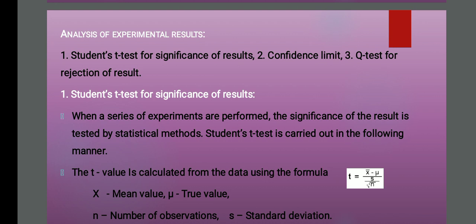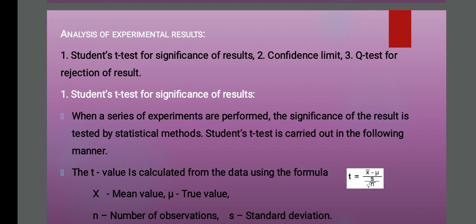I'll repeat. First one is student's t-test for significance of result. Second one is confidence limit, and third one is q-test for rejection of result. So these are the 3 different analytical methods to check whether the result is correct or wrong. You can check whether it is right or wrong by using these 3 methods.